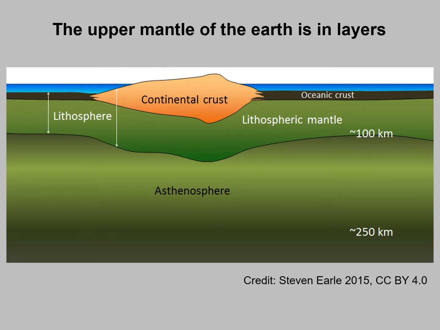The upper mantle of the Earth is in layers. Both the continental crust and the oceanic crust are on top in what is called the lithospheric mantle. Immediately underneath is the asthenosphere.